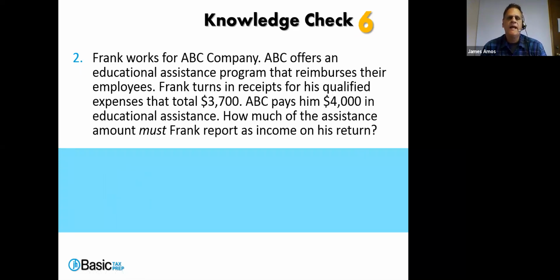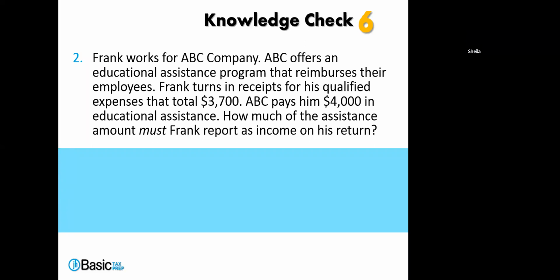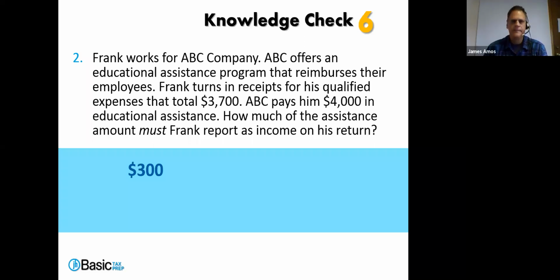Frank works for ABC Company. Now, ABC offers an educational assistance program that reimburses their employees. Frank turns in receipts for his qualified expenses that total $3,700. ABC pays him $4,000 in educational assistance. How much of the assistance amount must Frank report as income? $300. That's right, the extra amount that was paid to him.